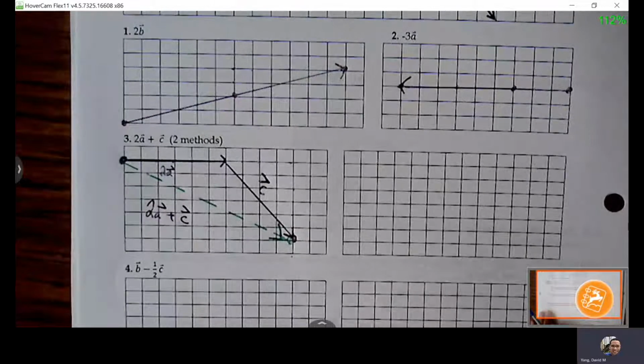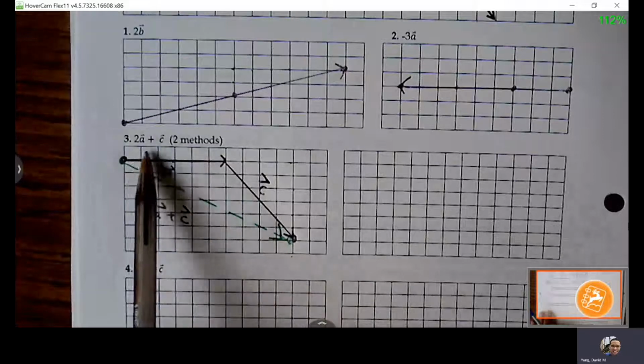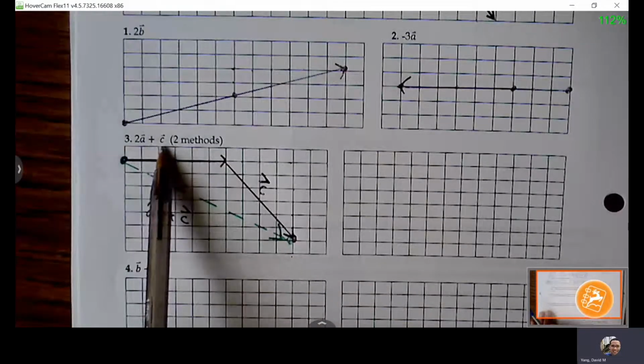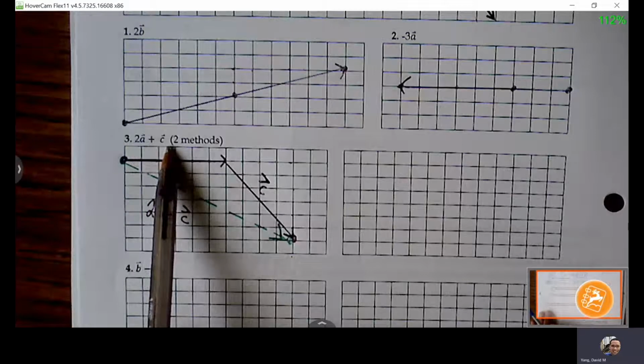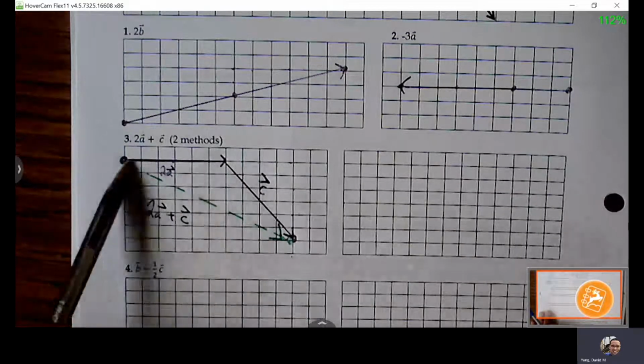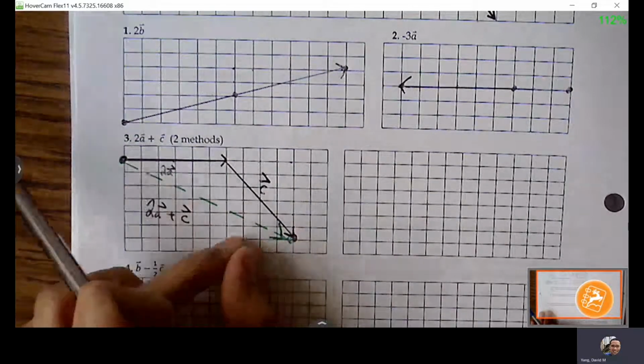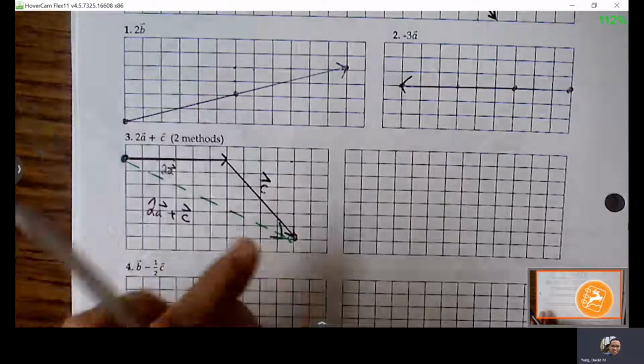I just want to show you that there's a different method, meaning I can also get the same resultant vector without doing it in this order. I can do vector C first, then add on 2A, and create my final vector, and I'm still going to get the same shape, the same distance, and the same direction.